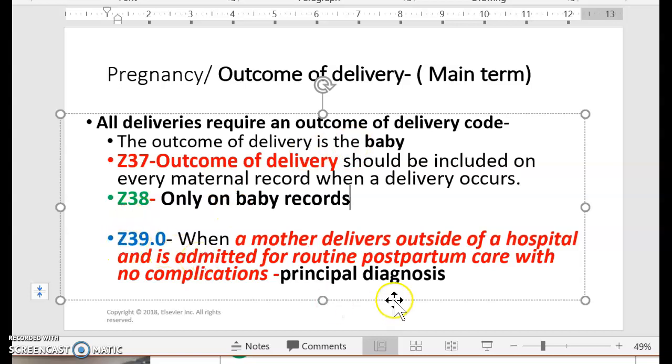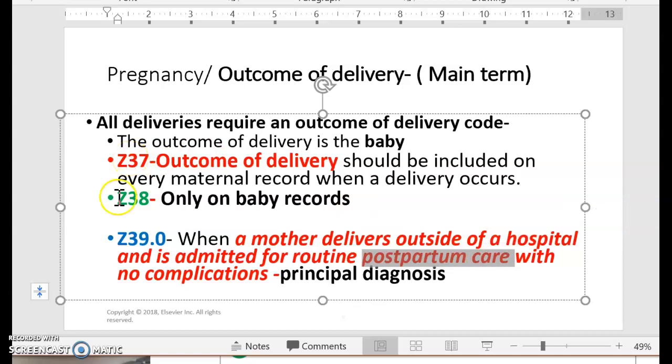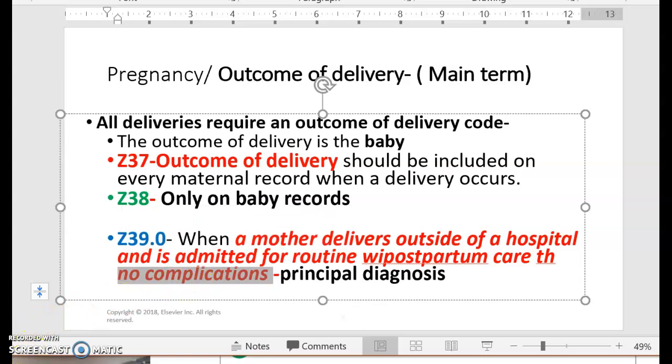Z39 is a principal diagnosis code when the mother is delivering a baby anywhere else but the hospital, but is brought to the hospital for any postpartum care. Remember, the baby is not delivered here, so we cannot code the delivery in the hospital, which is a Z37. We are instead using Z39 only for the postpartum care as per your coding guidelines. And this is also if the baby was delivered without any complications.